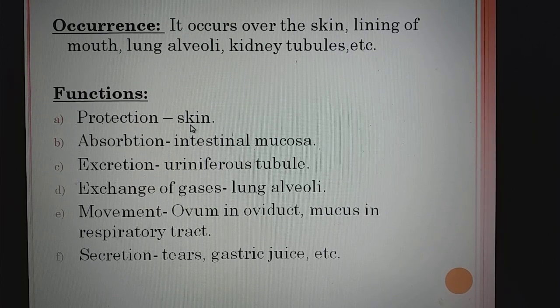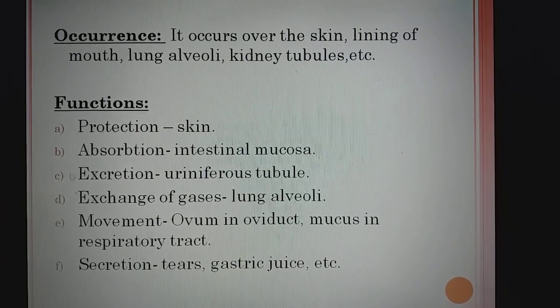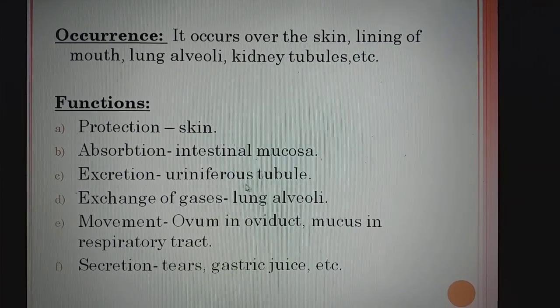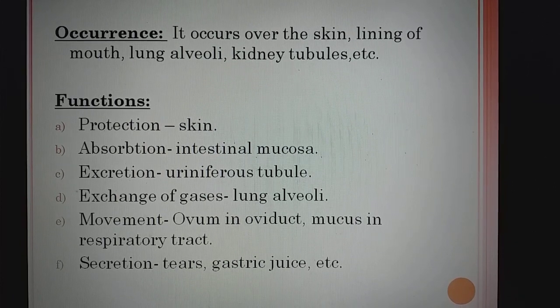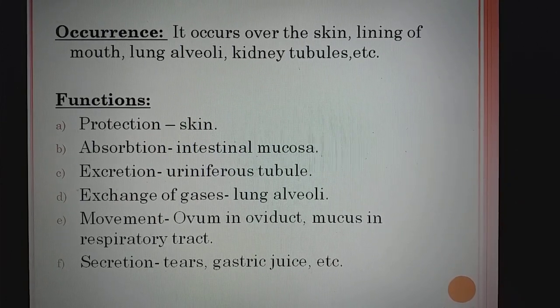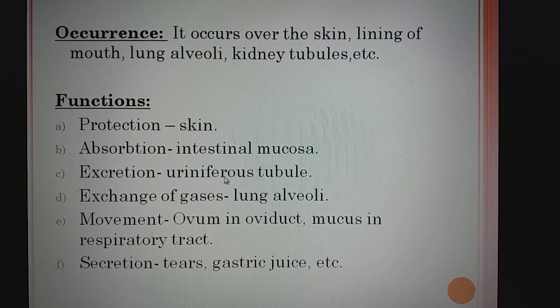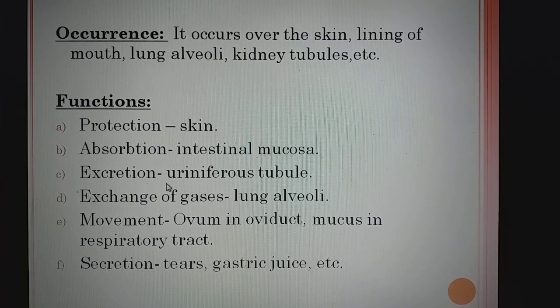Next is absorption. Some epithelia have become specialized for absorption. Example, intestinal mucosa. The intestinal mucosa helps to absorb the nutrients, so it is also made up of epithelial tissue. Next is excretion. Epithelium lining the different parts of the uriniferous tubule takes part in ultrafiltration, secretion and reabsorption to produce urine. So this excretion is present in the excretory organs like kidney, uriniferous tubule, etc., to help in the excretion.